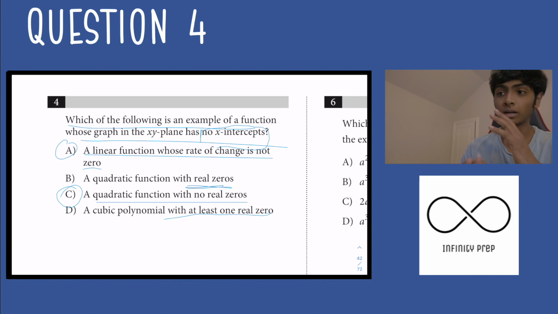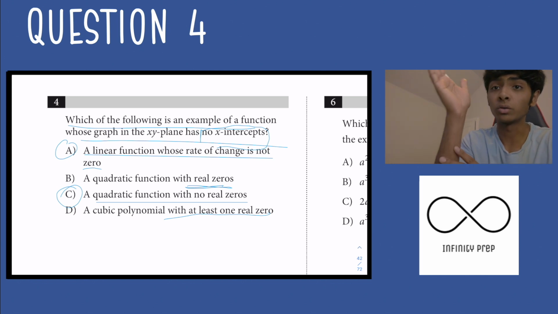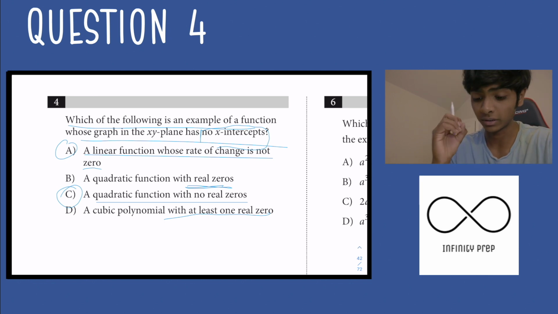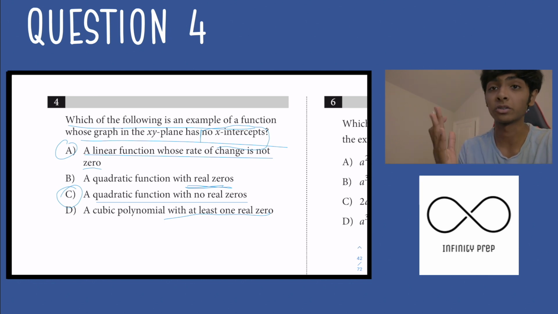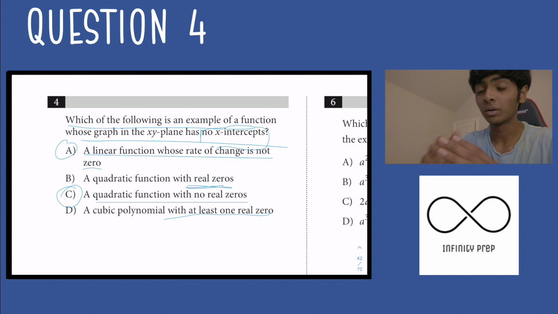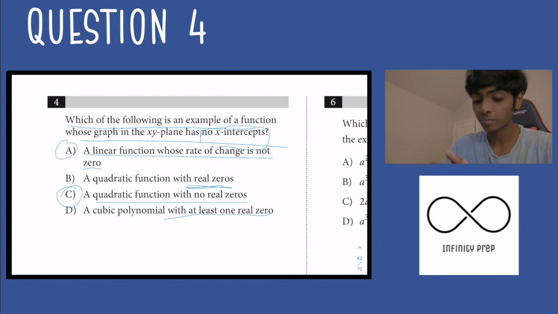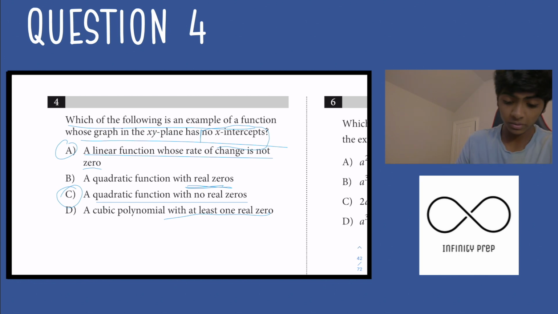Think of any linear example. Like for example, we'll say 2x. 2x goes to the origin, right? So it's still going to cross 0, which is an x-intercept. And by the way, zeros, x-intercepts, and roots, they all mean the same thing. They can be used interchangeably. So just remember that for future reference. So with that, we know that our answer is C.